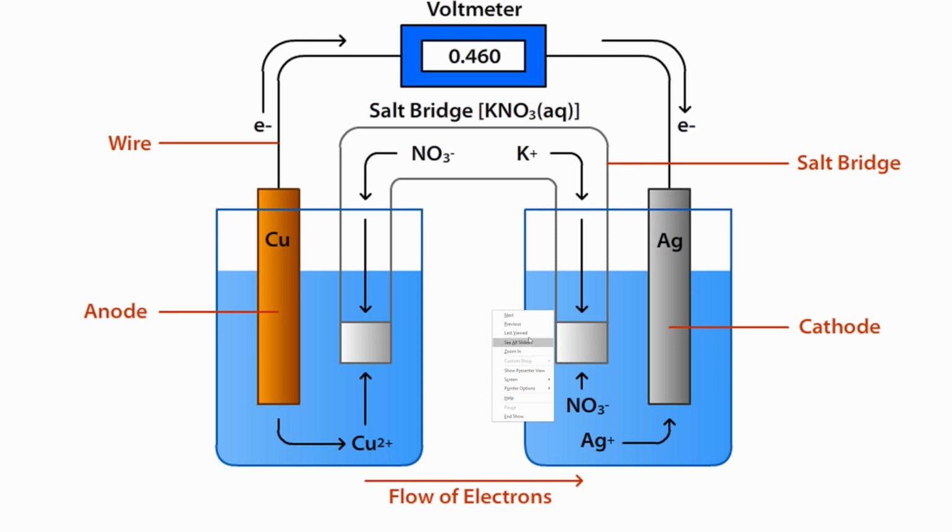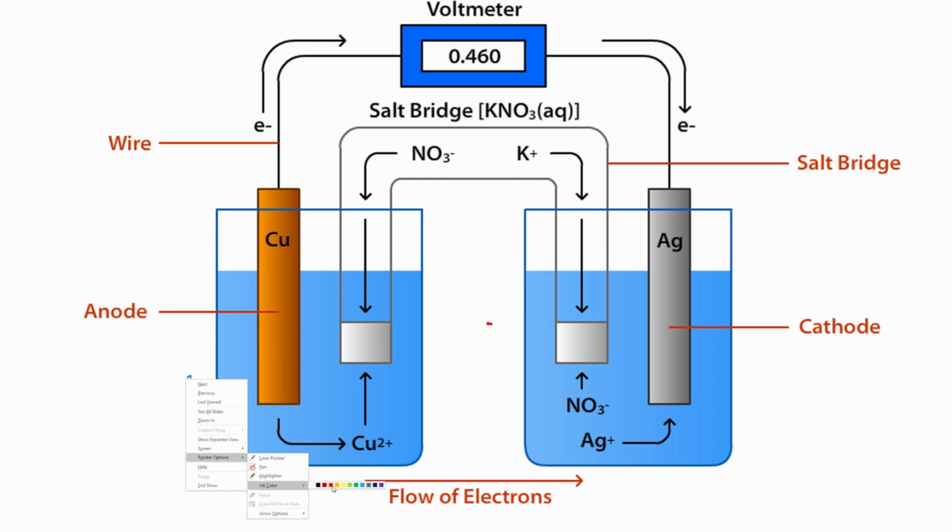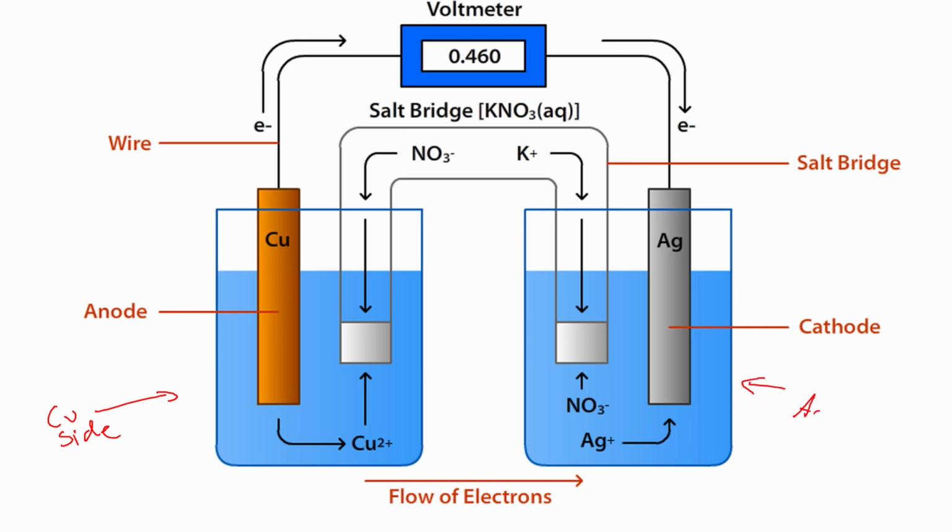In a voltaic cell, we have the 2 half reactions split up into the 2 sides of this device. On one side of the device, we have the half reaction with copper. So this is the copper side. And on the other side, we have the silver side.